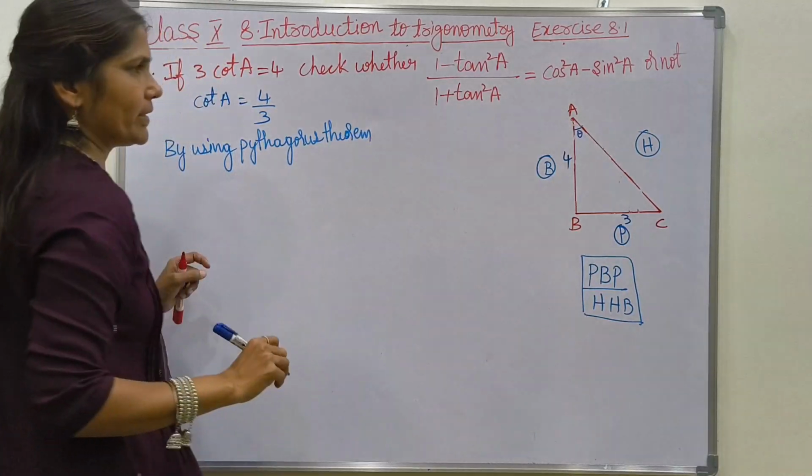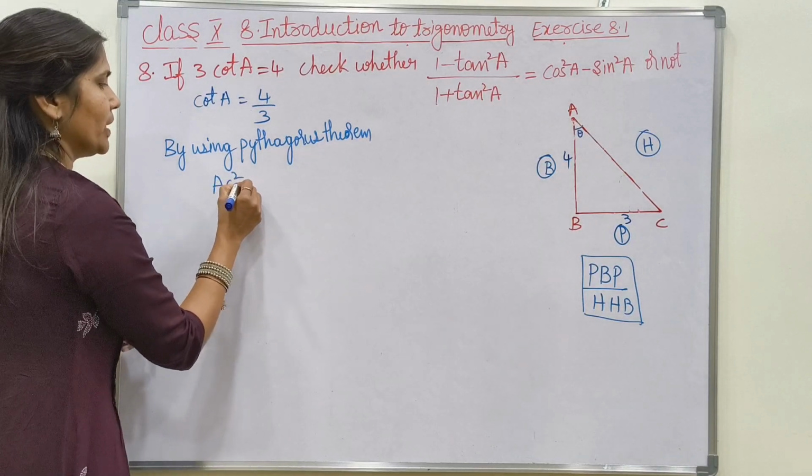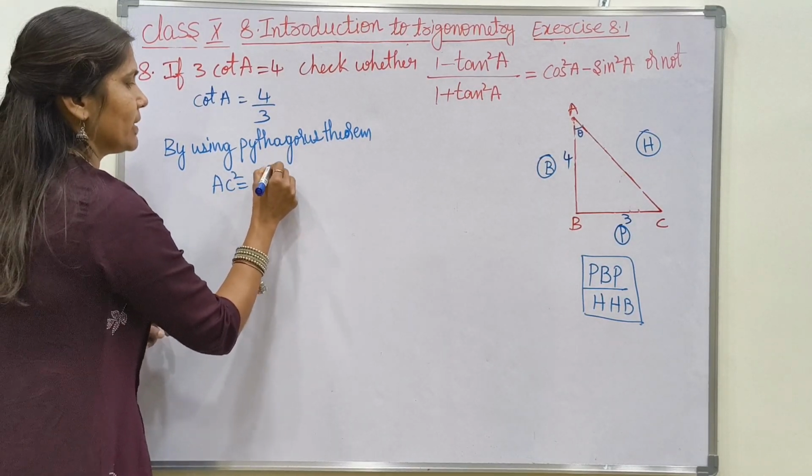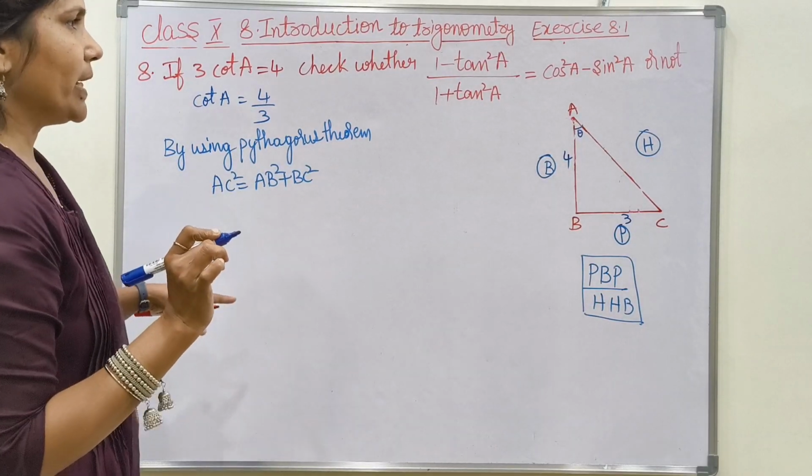Now we are using Pythagoras theorem. What is the Pythagoras theorem? AC square is equal to AB square plus BC square. AC we don't know.